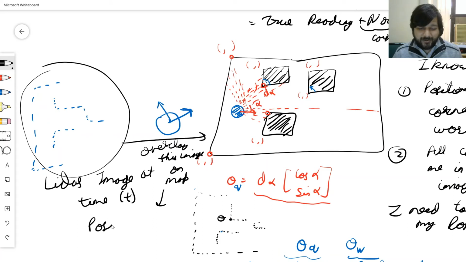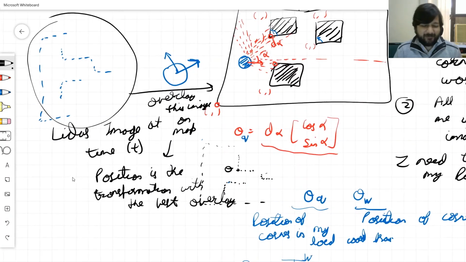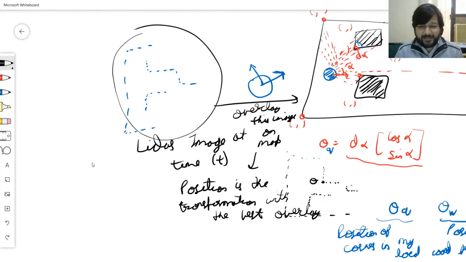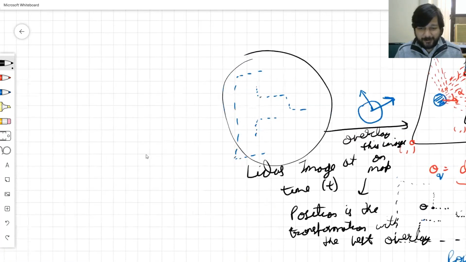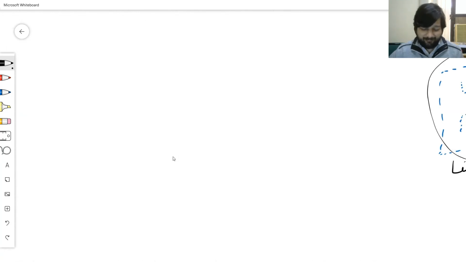So position is the transformation with the best overlay. So that's how you find out the position using a LiDAR as a sensor, intuitively. I'm not going into details because the course on humanoid robotics is supposed to cover it with mathematical detail.